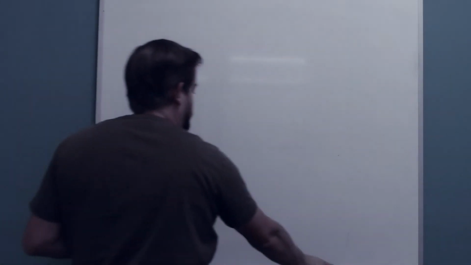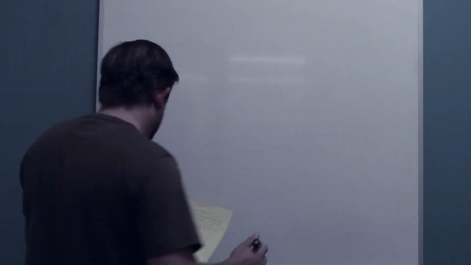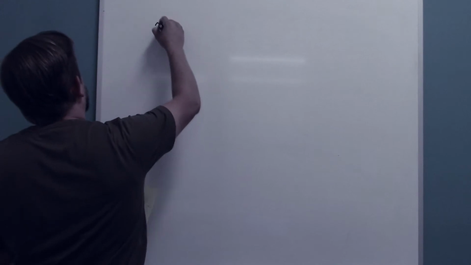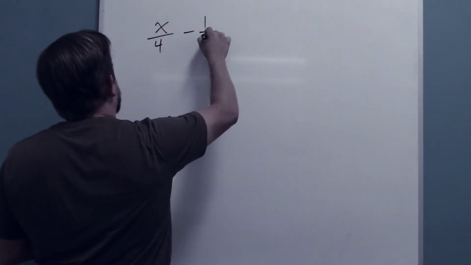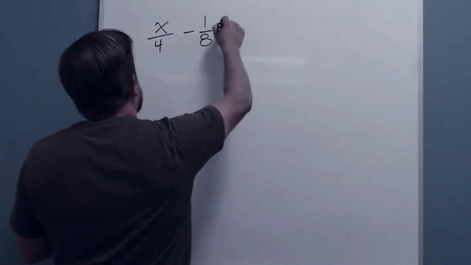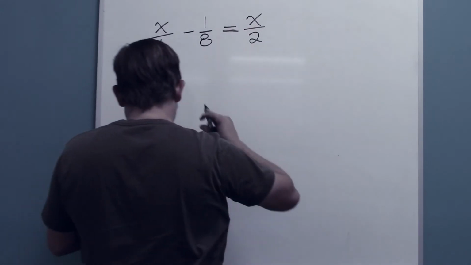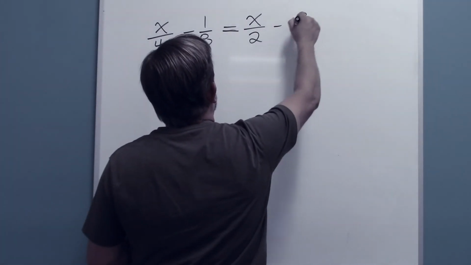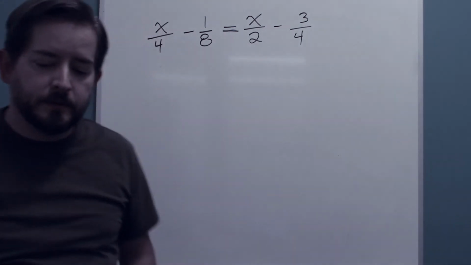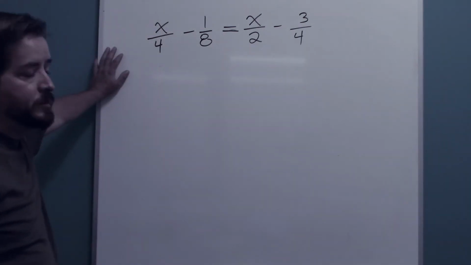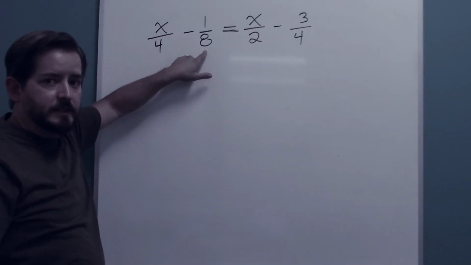next problem here. My next problem says I have x over 4 minus 1 over 8 equals x over 2 minus 3 over 4. Okay. Now I have to worry about step 1. Right? Step 1 is to multiply everything by the lowest common denominator, and that lowest common denominator is 8.